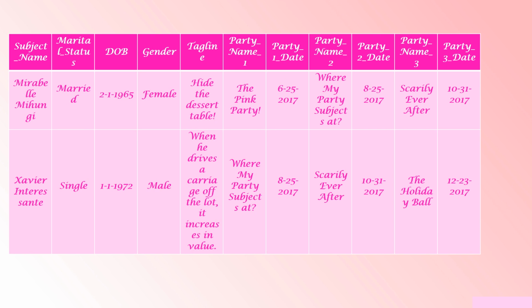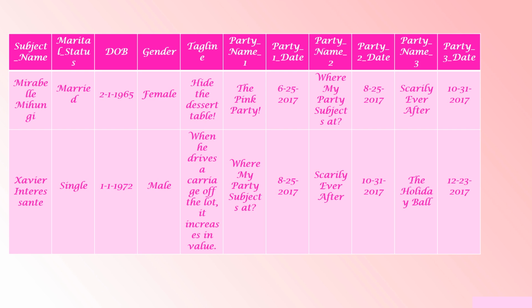So let's look more closely at the first 2 rows of data and talk about what is going on. First, we see Mirabelle Mihungi. The first few columns look alright, just some information about Mirabelle. Then let's take a look at the columns that hold information about the parties that Mirabelle attended. So it looks like under the column party name 1, Mirabelle attended the pink party. Under the column party name 2, Mirabelle attended Where My Party Subjects At. Under party name 3, Mirabelle attended Scarily Ever After.